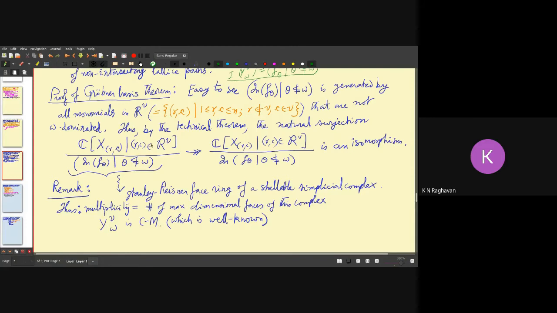And this also shows, because this complex is shellable, that this YVW is Cohen-Macaulay. And since these are open patches of Schubert varieties and it's an arbitrary open patch, I can vary this V. So it will show that the Schubert varieties are Cohen-Macaulay. But this is not anything new. This is well known, but we just get another proof of it, if you wish. Okay, so in the process, you have also proved that the Schubert varieties are Cohen-Macaulay.